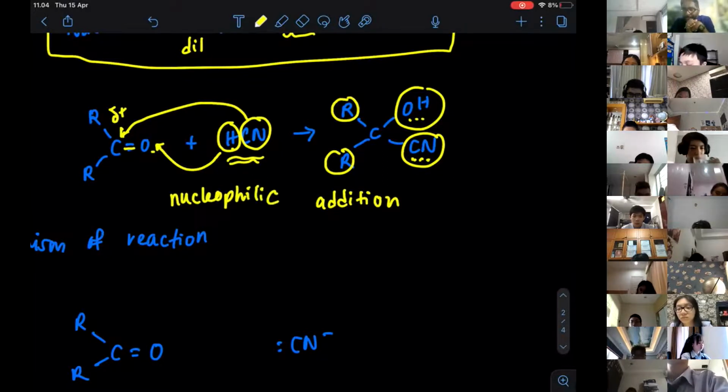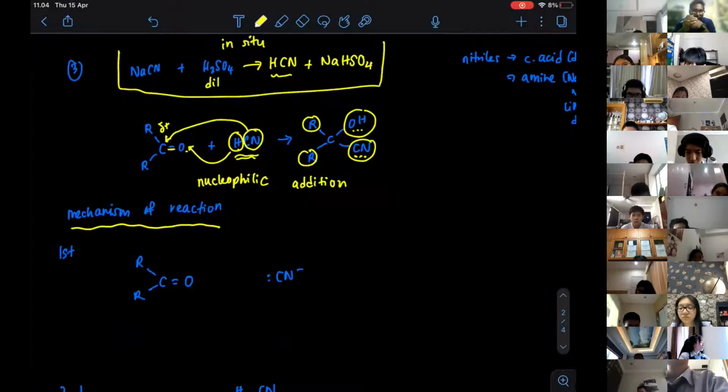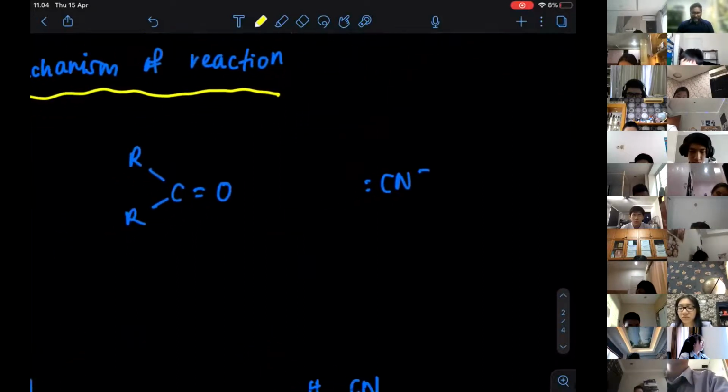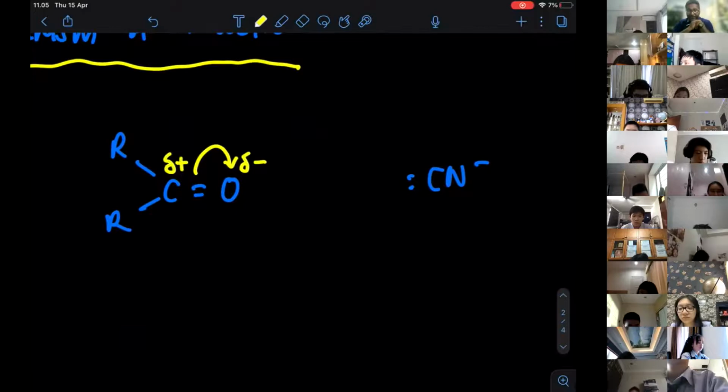The mechanism is going to be different. Now we are introduced to a new mechanism, nucleophilic addition. So let's look at the mechanism of the reaction. How do we represent them using curly arrow diagram? Quite easy. If you have this molecule, like what I said, oxygen is more electronegative. They are going to withdraw the electron from the double bond to there. So this is delta negative, and this carbon is going to become delta positive.